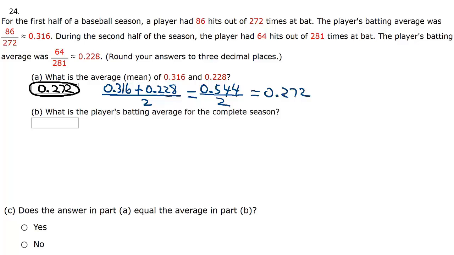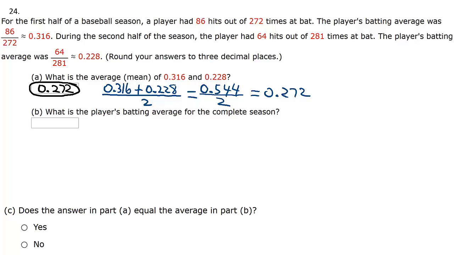Keep in mind, though, the player batted 272 times in the first half of the season and 281 times in the second half of the season. So that average is not a true measure because the more at bats should get weighted more.